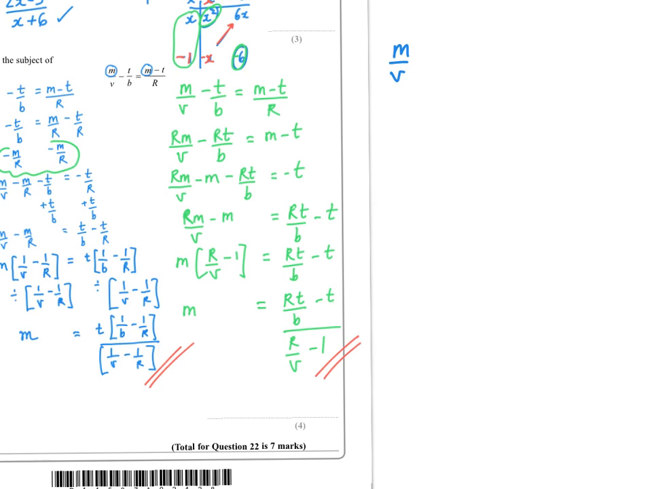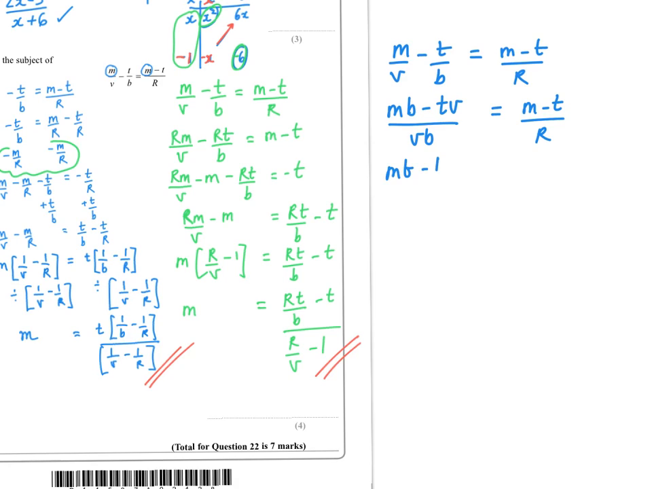Well, m over v minus t over b equals m minus t over r. Well, what we could do is add these fractions up so we get a common denominator. So we'd have mb minus tv all over vb is m minus t over r. And then what we can do is cross multiply. What you're really doing is timesing both sides by vbr. So if you times both sides by vb, for example, you'd end up with mb minus tv equals vb lots of m minus t all over r.